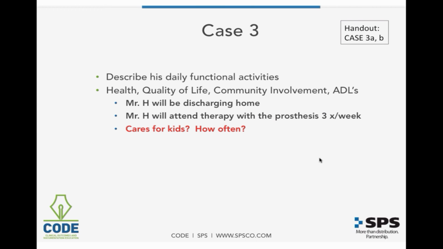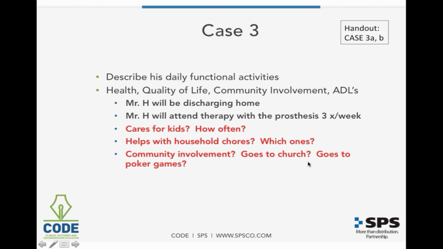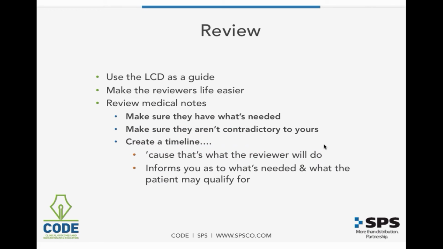And then where we need to add more detail, especially in this case, is what is he going to do? What is that daily functional activity? Does he care for kids? How often does he do that? Can he help with household chores? Again, we're going to use the prosthesis on a daily basis, and it's going to help him get back to his former life, which was blah, blah, blah. And we just need to add that, right? Okay.